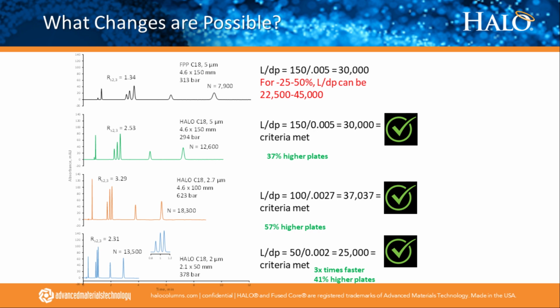And our resolution is 2.31, and we've expanded that here so you can see that indeed those peaks 2 and 3 are baseline resolved. So these are just some of the examples of what you can do if you are starting out from a 5 micron 4.6 by 150 fully porous particle column.